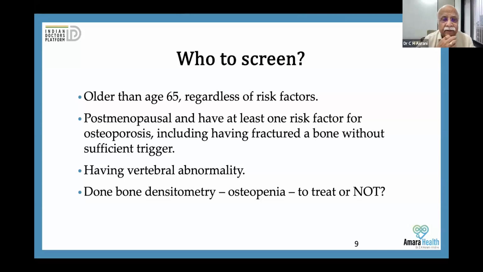Never trust a bone densitometry brought by a patient which is done in a camp on the heel. That is not rational and valid. You have to do a proper bone densitometry: wrist, spine, and femur head.